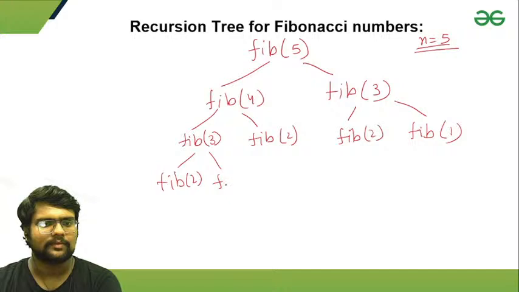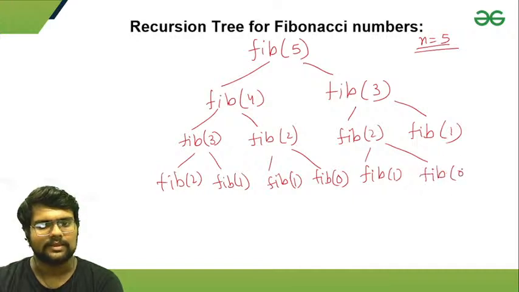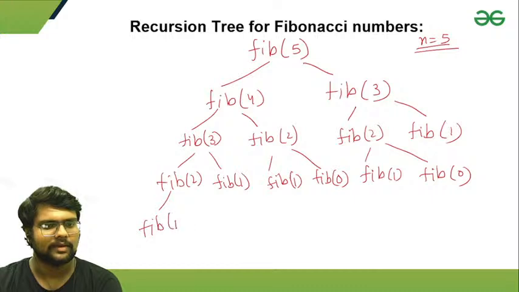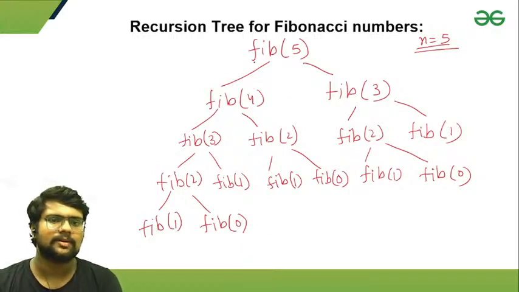then fib of 1 will be called, and here fib of 1, and here fib of 0 because it is n minus 2. Then we have fib of 1 here and fib of 0. And then at last we have fib of 1 and fib of 0. So this is the recursion tree for Fibonacci to compute the fifth Fibonacci number.